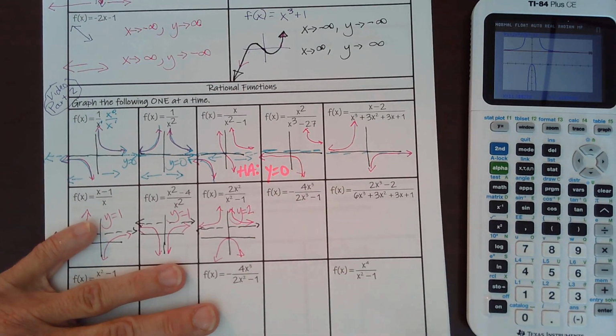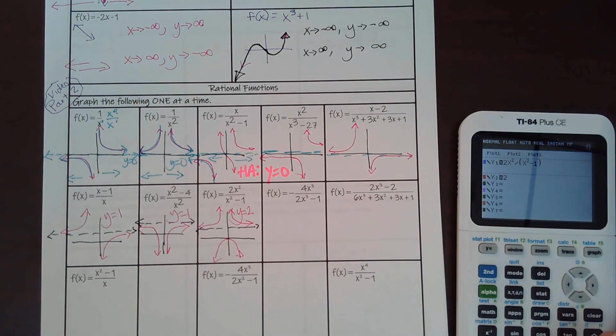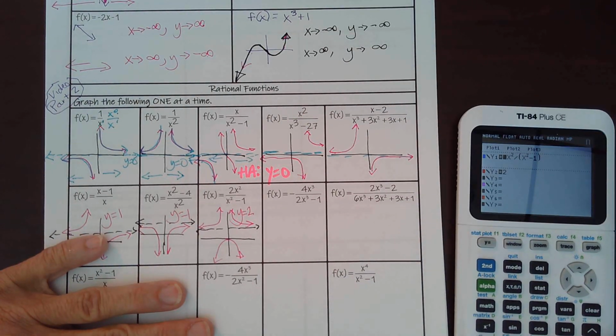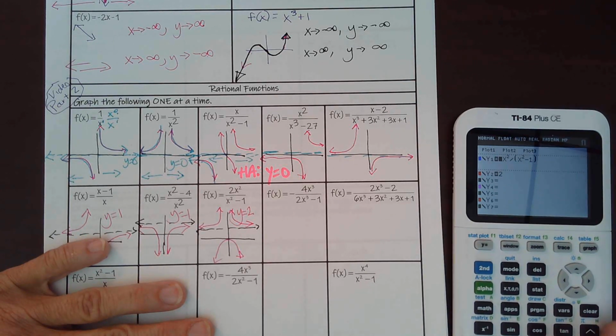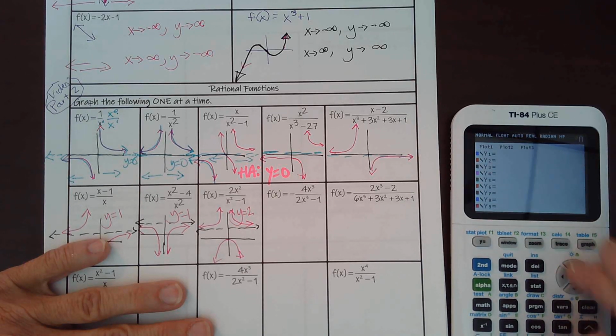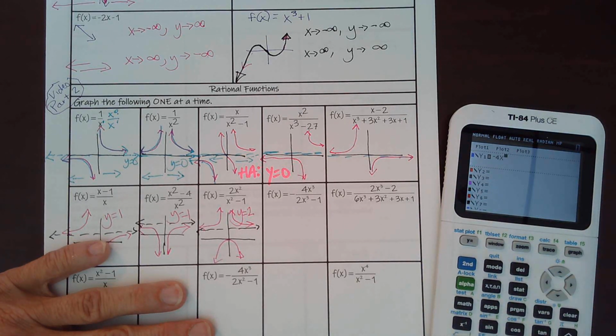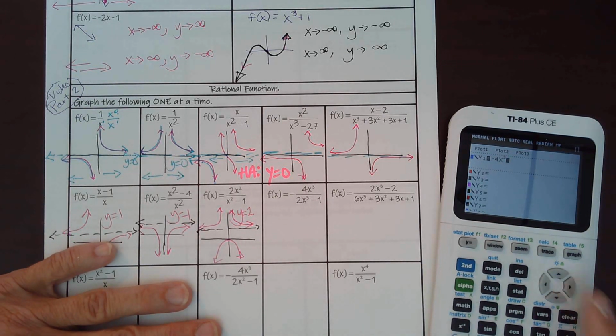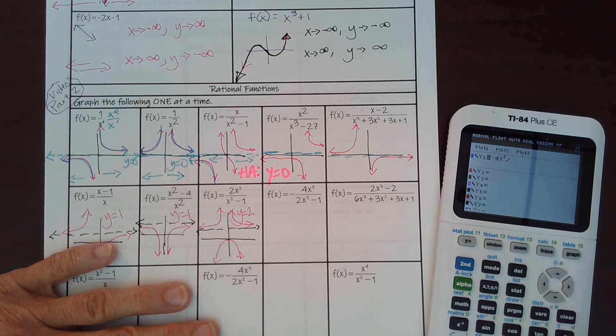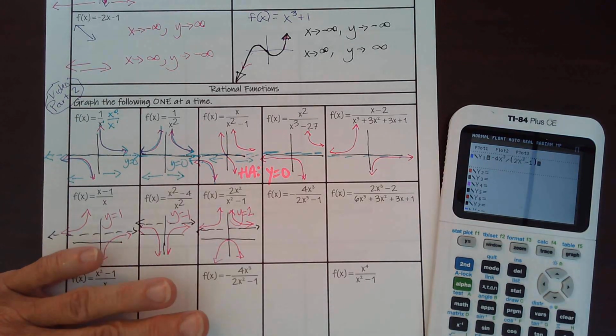All right, now for this one, I'm going to go to y equals, and I have a negative, so I've got to be careful. I'm going to clear everything out. So there's my negative. I will type 4x raised to the third, and then get out of that exponent. I will divide, and I will now type in parentheses 2x raised to the third, get out of the third, minus 1, and close the parentheses.